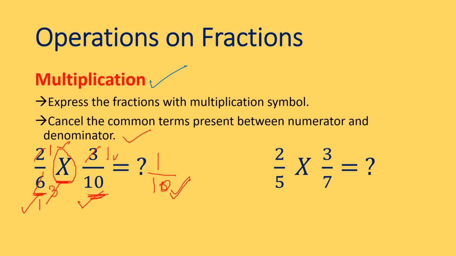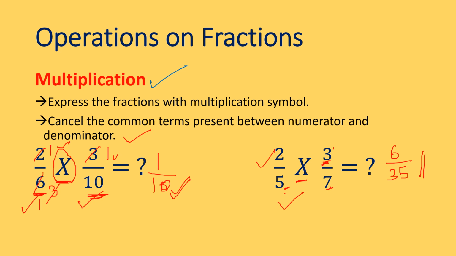So now come to this question. It is 2 by 5 into 3 by 7. Now check with the 2 by 5, there is no common factor. 2 and 7 also no common factor. 3 and 5, no common factor. 3 and 7, no common factor. There is no common factor between numerator and denominator. Then what can we do? Simply multiply the numerators and multiply the denominators. So this is your answer for this question.